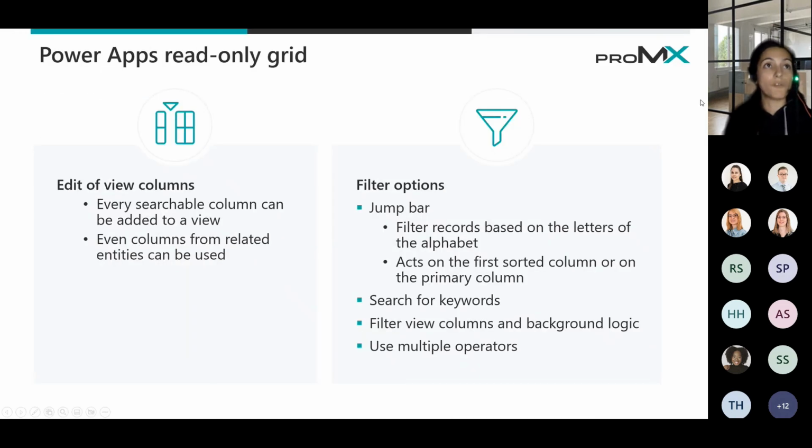So what functions do we have in a read-only grid? Editing of columns. Every searchable column can be added to a view, even columns from related entities. We have a lot of filter options. We have, for example, a jump bar, which filters records based on the letters of the alphabet, and it acts on the first sorted column or on the primary column. We can search for keywords. We can filter our logic in the background, and we have a lot of operators which we can use.